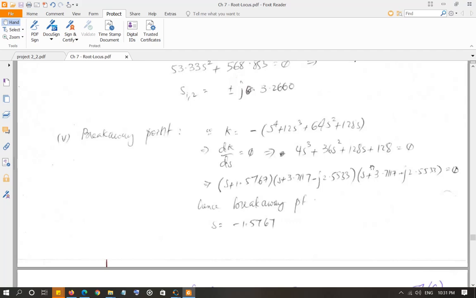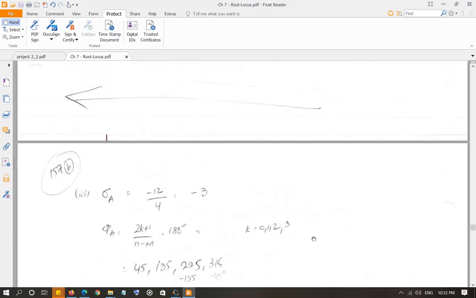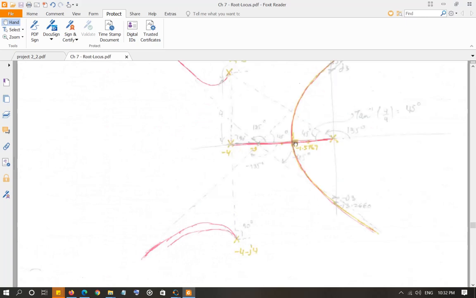Observe that we have 3 roots, but 2 are complex conjugates. So of course these roots are not going to be present on the real axis, so only the one that is present on the real axis is going to be the one that you will be considering. So negative 1.5767, that is the breakaway point right here. So we know it's going to leave the x-axis from here. It's going to go in this direction, and then it's going to go in this direction.